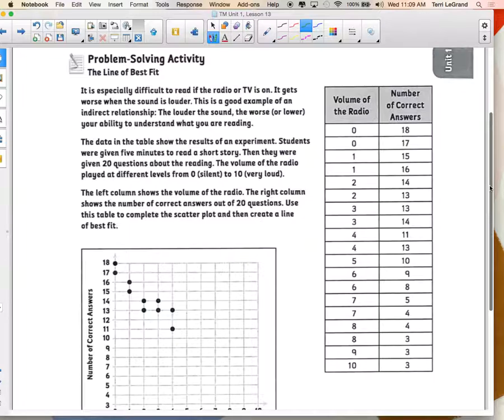Let's see. 20 questions about the radio. Oh, so there was an experiment going on. Students were given 5 minutes to read a short story. Then they were given 20 questions about the reading. The volume of the radio played at different levels, from 0 silent to 10 very loud.